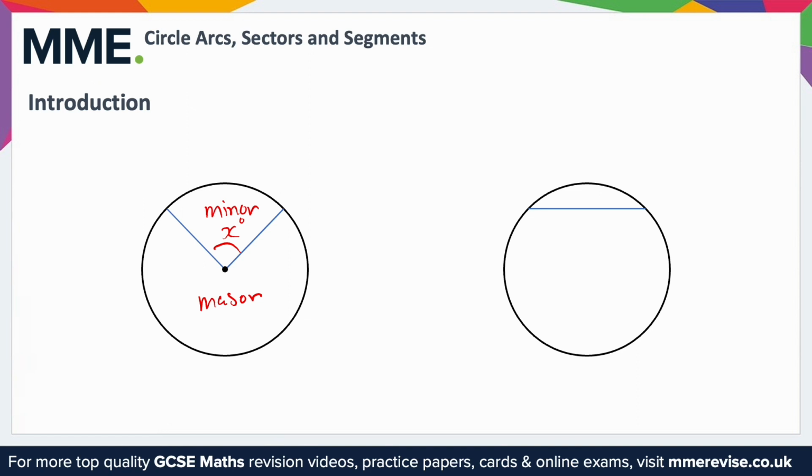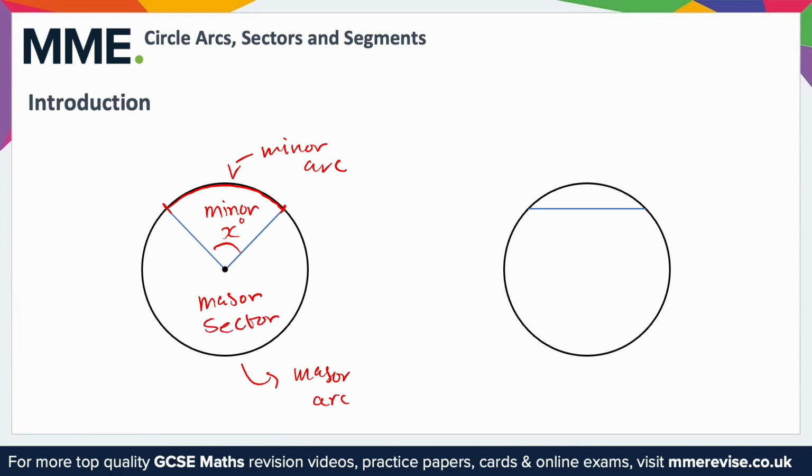We can also talk about the arcs that they contain. So for example, the arc from there to there, that section of the circumference, this is the minor arc. Well, what does that make the other section of the arc? The major arc. So remember, this is a sector.